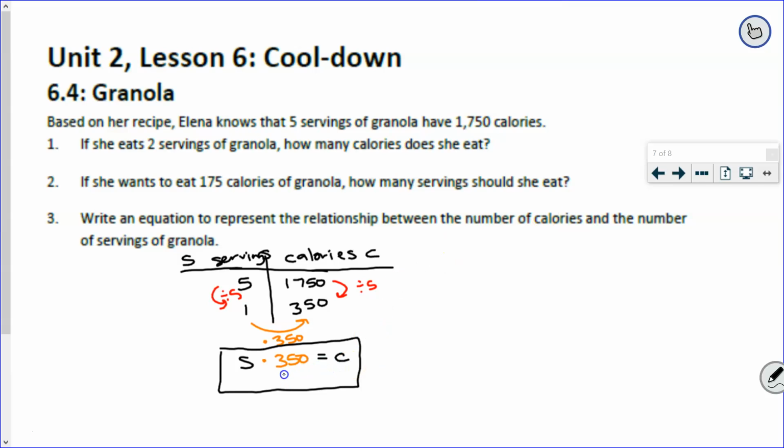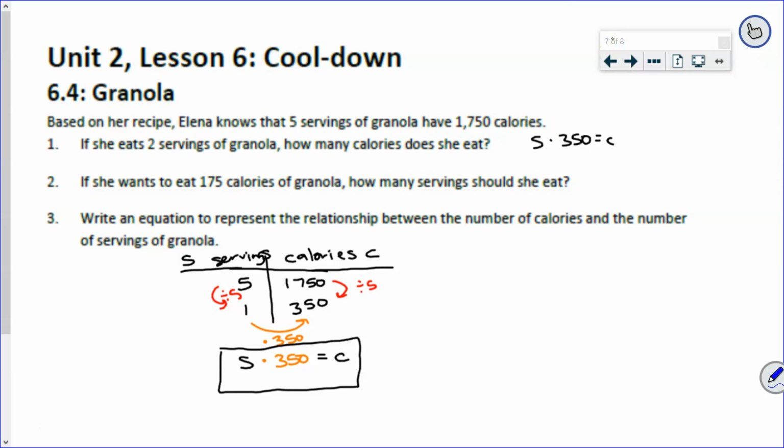Let's use just that one equation to answer question 1 now. Servings times 350 is equal to C. But how many servings am I using? 2. So we're taking that S. We're substituting in the value of 2. 2 times 350 is equal to C, which is 700. So how many calories in 2 servings? 700 calories.